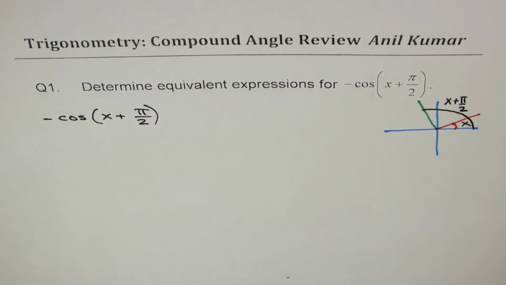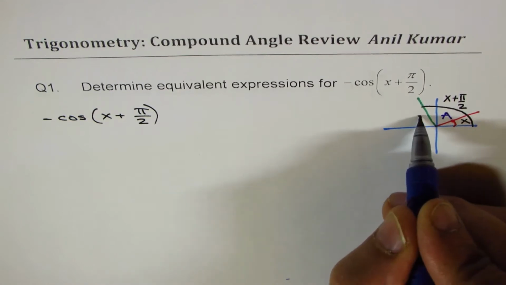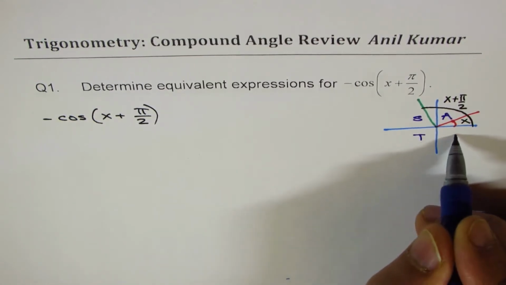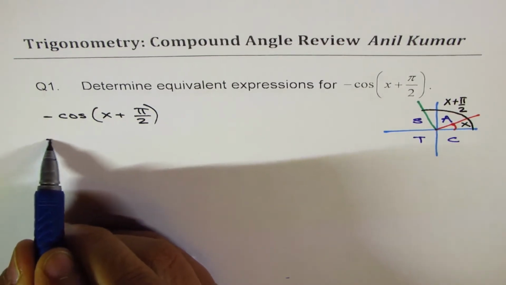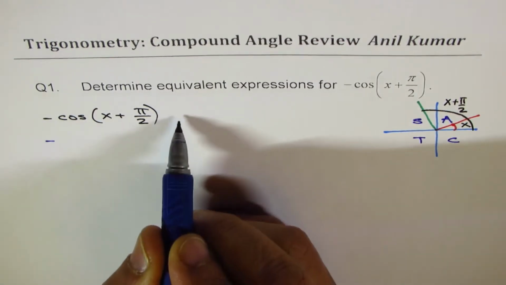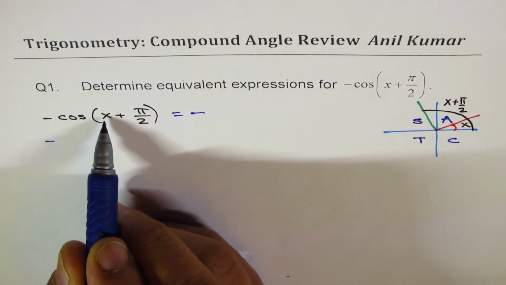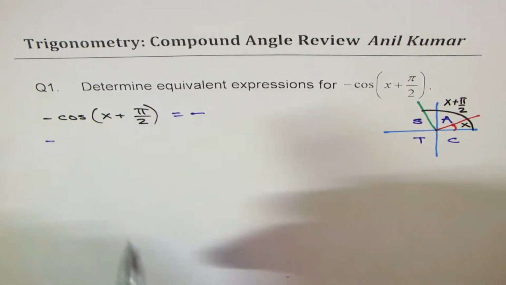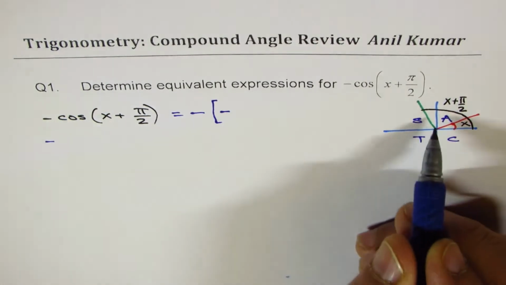Now since you are in quadrant 2, we know that cos is going to be negative, right? So as you know, all are positive in quadrant 1, sine is positive in quadrant 2, tan in 3, cosine in 4. So we know we'll keep this minus as such, right? And look at this expression, minus cos x plus pi by 2. It is in quadrant 2, it is going to be negative, right?